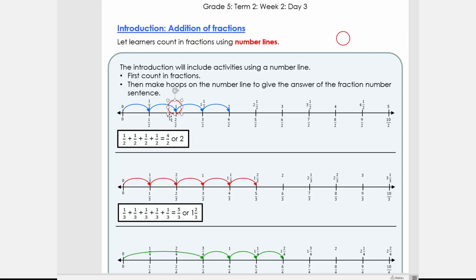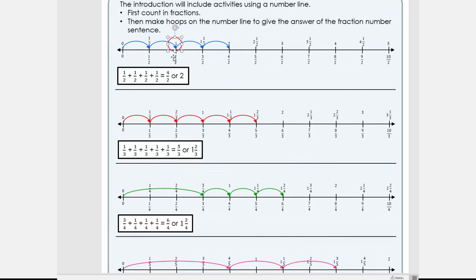So we can ask questions then, if this is 1 whole from 0 to 1, in how many equal parts is the number line divided into? Yes, it's divided into 2 equal parts. I want us then to go to the next example.